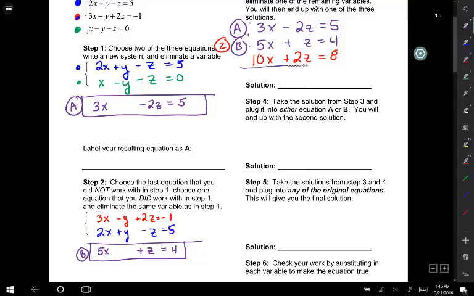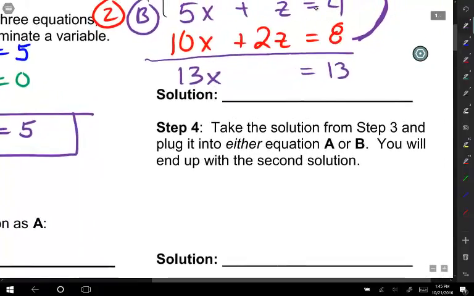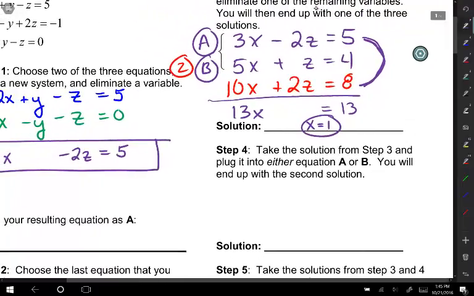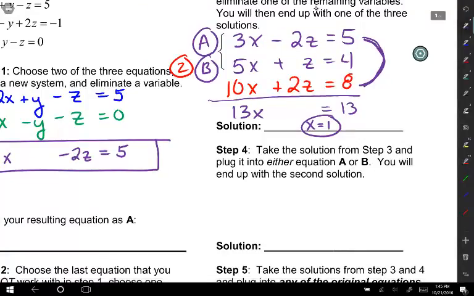All right, let's add them up. Realizing, guys, we're adding equation A and the red equation. 13x equals 13. How convenient. What does x equal? 1. I now have x equals 1.